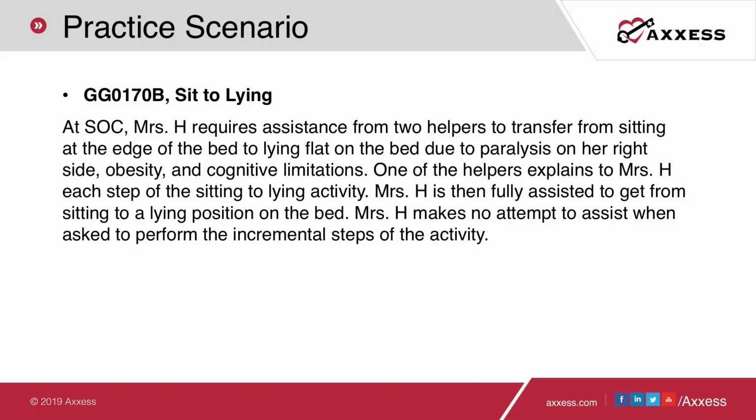H requires assistance from two helpers to transfer from sitting at the edge of the bed to lying flat on the bed due to paralysis on the right side, obesity, and cognitive limitations. One of the helpers explains to Mrs. H each step of the sitting to lying activity. Mrs. H is then fully assisted to get from sitting to a lying position on the bed. Mrs. H makes no attempt to assist when asked to perform the incremental steps of the activity. How would you answer GG0170B1?